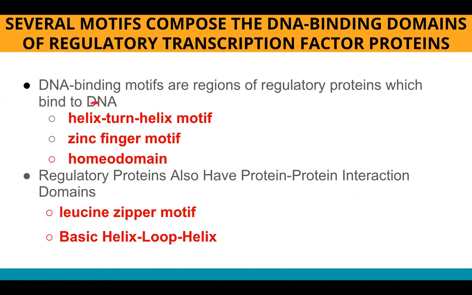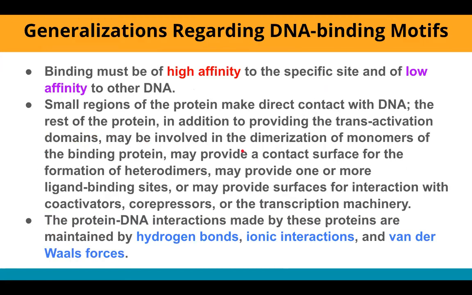So first we have the DNA binding motifs, and we have three types: the helix-turn-helix motif, the zinc finger motif, and the homeodomain. For proteins that also have protein-to-protein interaction, we have the leucine zipper motif and the basic helix-loop-helix. So, generalizations regarding DNA binding motifs. This is very important. These are basic principles.